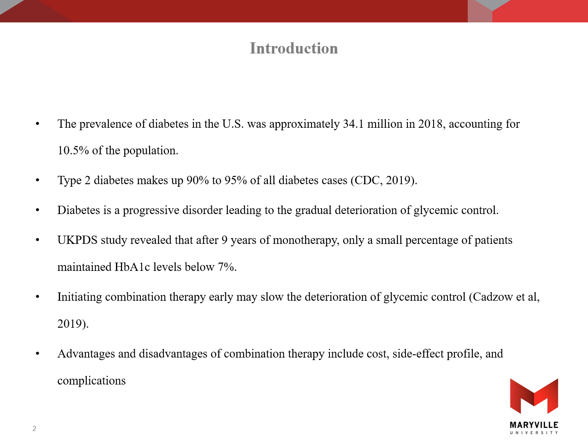Diabetes is a progressive disorder leading to the gradual deterioration of glycemic control. Initiating combination therapy early may slow the deterioration of glycemic control. Advantages and disadvantages of combination therapy include cost, side effect profile, and complications.